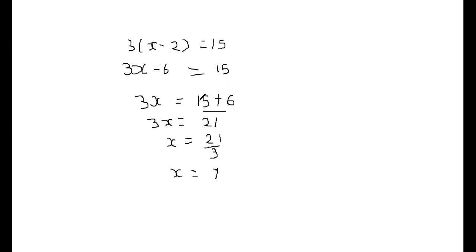We evaluate this. 15 plus 6 is 21. So now, lastly, we take over this 3 that is multiplying. We take it to the divide. So we have 21 divided by 3. So therefore, x is equal to 7. So there's another way you can work this, a very short way. So we know, right, that this 3 is multiplying a bracket.